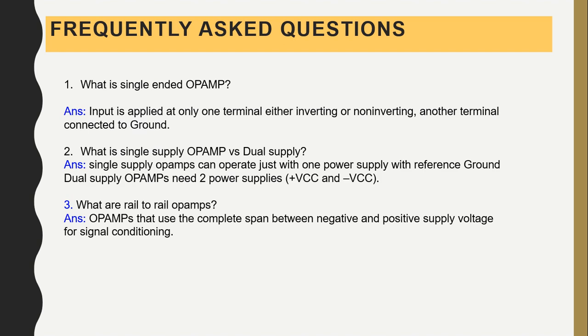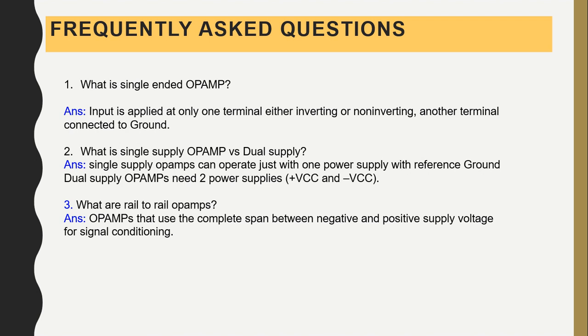Okay, let's go to a few frequently asked questions. Sometimes people may ask, what is a single-ended op-amp? Input is applied at only one terminal, either inverting or non-inverting. The other terminal is connected to ground. Another question, what is a single supply op-amp and a dual supply op-amp? Single supply op-amps can operate with just one supply voltage with reference to ground. Dual supply op-amps need two supplies, plus VCC and minus VCC.